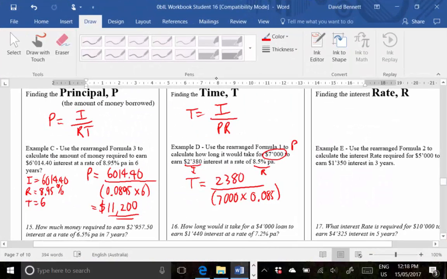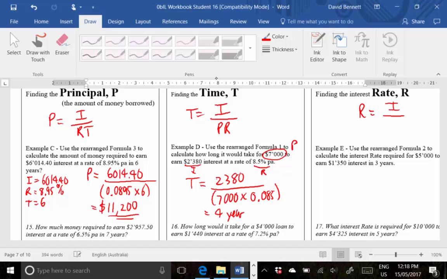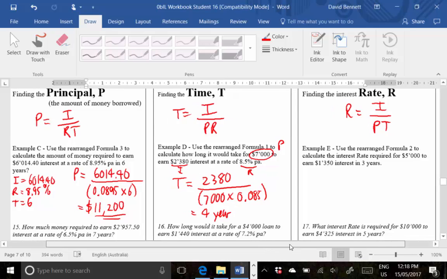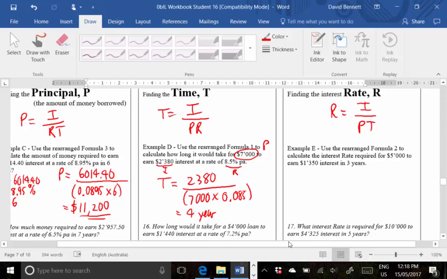Okay, so that's equal to 4 years is how long it's going to take for that to work through. And then we do the same thing for rate. Rate is equal to I over PT. Read the question carefully and try to work out which parts are which. So calculate the interest rate required for 5,000 to earn that much interest. That's my principal, that's my interest, and that's the time.